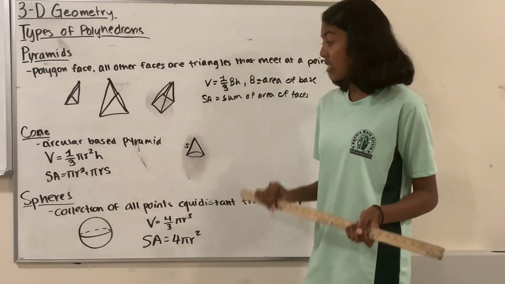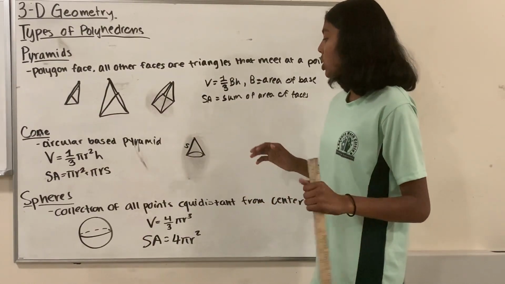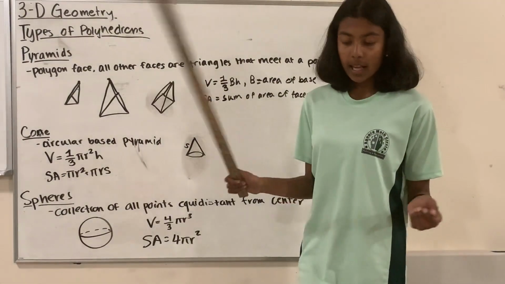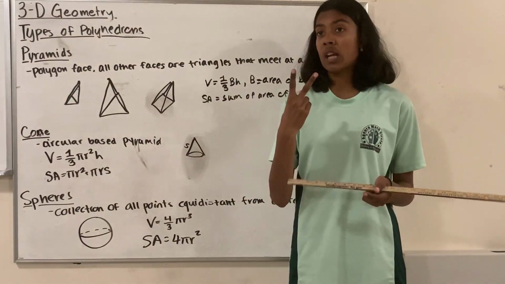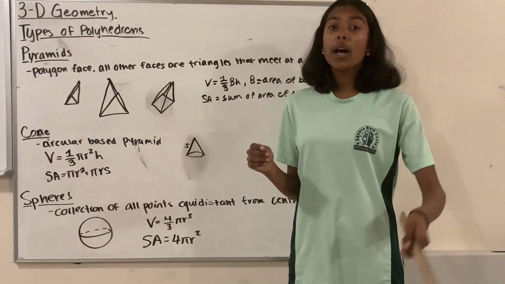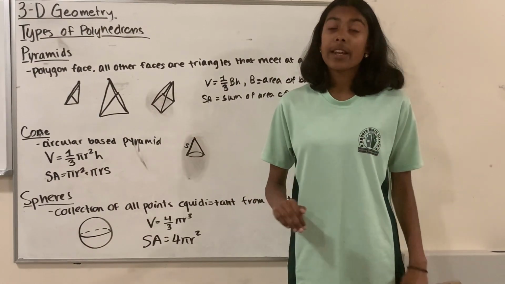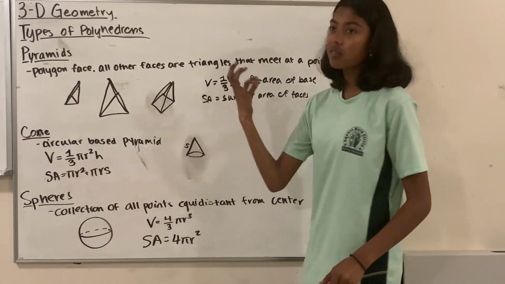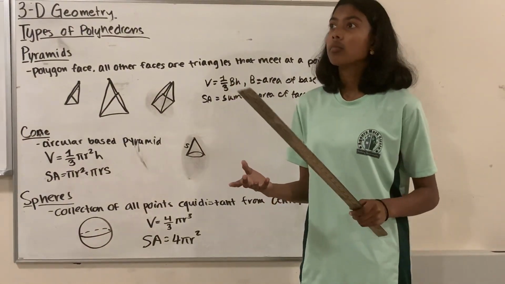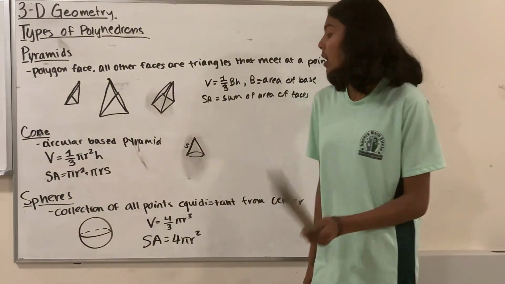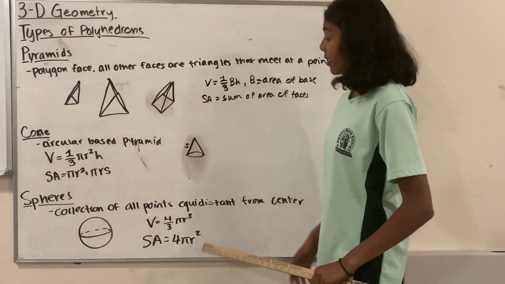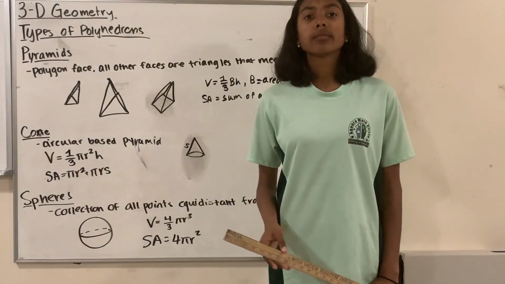And then we have the sphere, which is the collection of all the points equidistant from the center. So that sounds a lot like a circle, but a circle is only two-dimensional. But a sphere goes in all three directions. So that's why it looks like this. It's like a ball, or the sun, or any star. So its volume is 4/3 pi r cubed, and its surface area is 4 pi r squared.